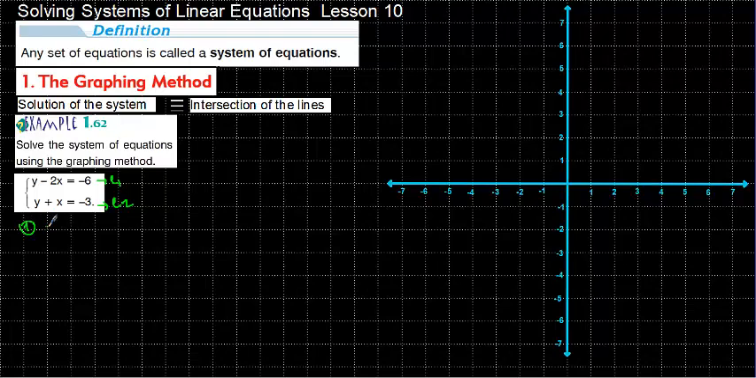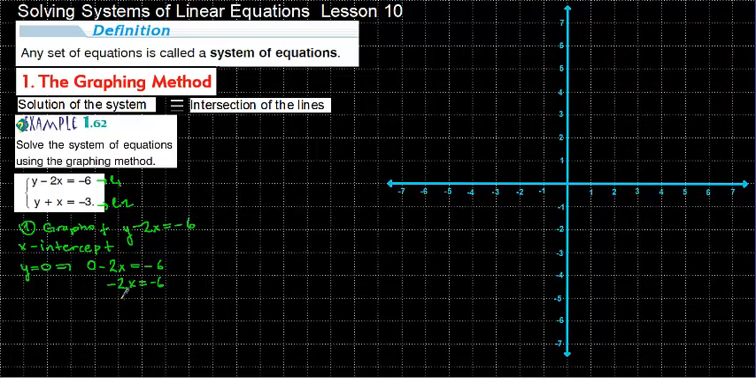Graph of y minus 2x is equal to minus 6. I'm going to find first this one. If you remember, we were finding the intercepts. For the x-intercept, we are going to say y is equal to 0. This implies that for the graph y minus 2x, 0 minus 2x is equal to minus 6. You know 0 minus 2x is equal to minus 2x. It's going to be minus 2x is equal to minus 6.